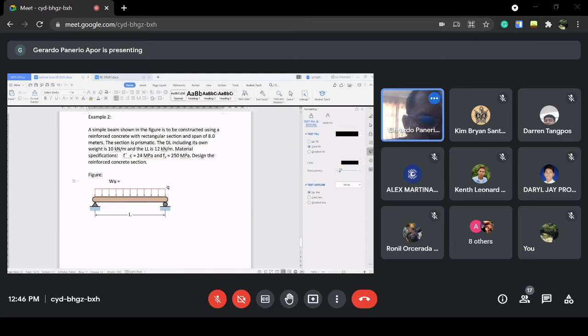yes, Karna. WU is, you have 1.2D plus 1.6L. And based on the given, you have 12 times 1.6 plus 12. This is 31.2 kN. Okay. On the length here.